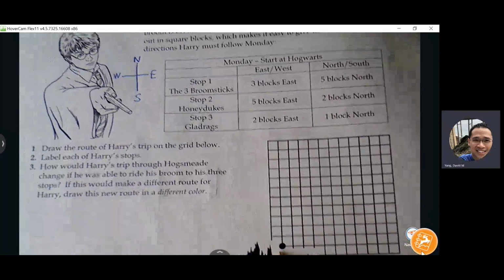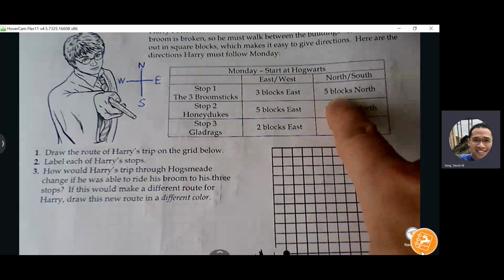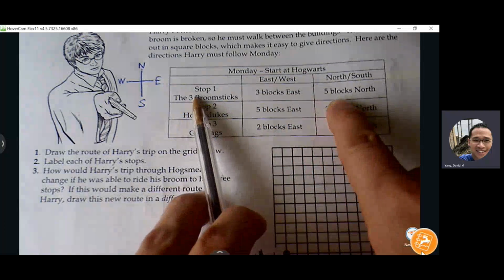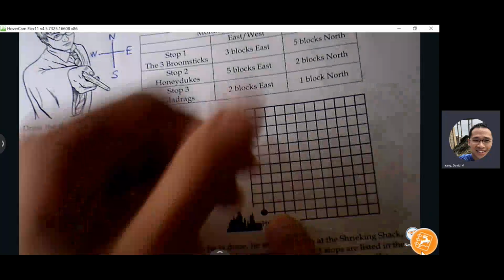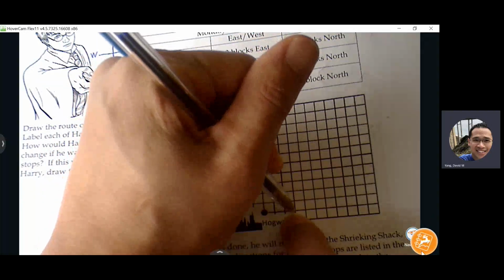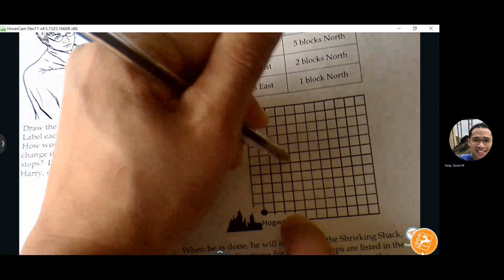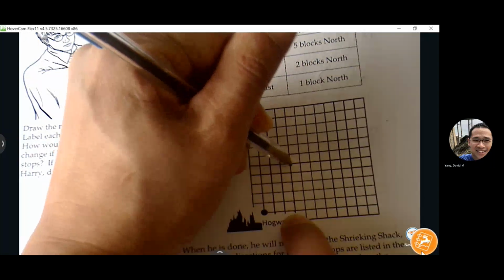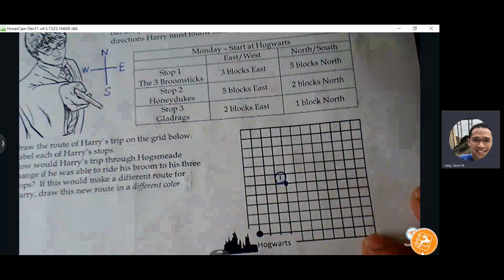So we're going to start at, here's our starting point, Hogwarts. And we're going to go 3 blocks east, 5 blocks north to reach stop number 1. So, counting 3 blocks east and 5 blocks north. Okay, put a 1 next to that.